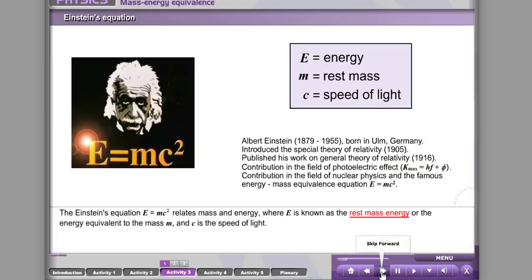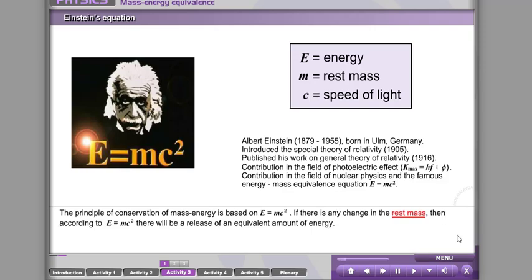The Einstein's equation E equals mc squared relates mass and energy, where E is known as the rest mass energy, or the energy equivalent to the mass m, and c is the speed of light. The principle of conservation of mass energy is based on E equals mc squared. If there is any change in the rest mass, then according to E equals mc squared, there will be a release of an equivalent amount of energy.